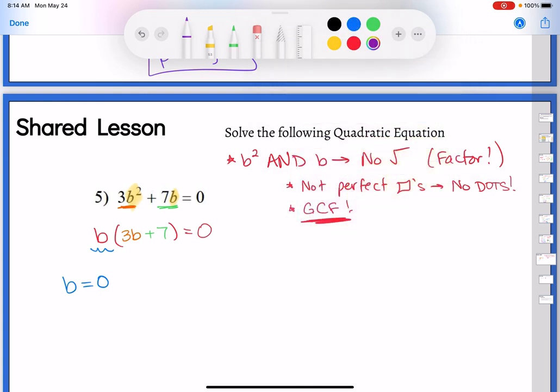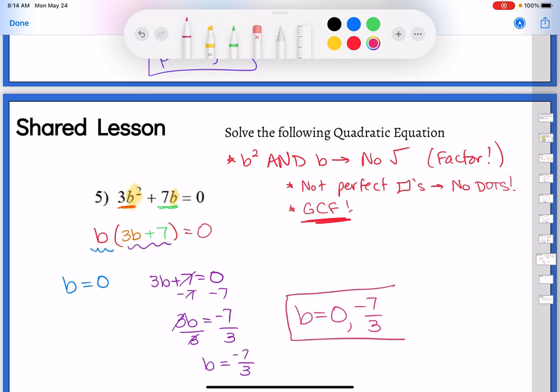Then I take my second factor, set that one equal to 0. 3b plus 7 equals 0. Now I got to do a little solving. So first I subtract 7. 3b equals negative 7. Then I divide both sides by 3. And I get b equals negative 7 thirds. Is it okay to have a fraction? Yes. Is it okay to have a decimal? No. Make sure that you leave it as a fraction. But notice, there's my 2 answers, b equals 0 or negative 7 thirds. Or you could just leave it like this, box them in, call it good. That's perfectly fine.